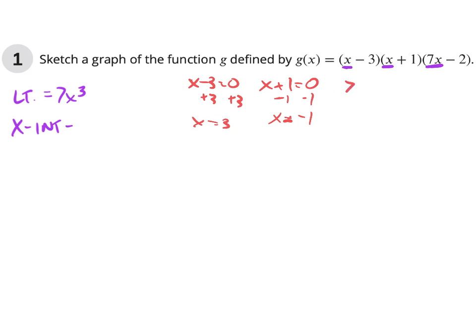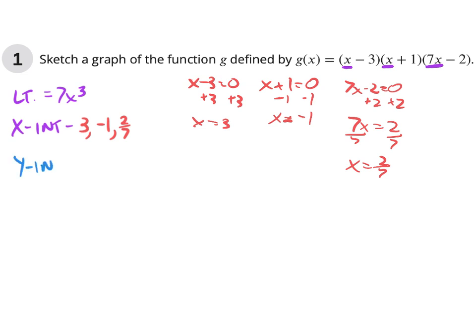Now 7x minus 2 is a little bit different. Because we have a leading coefficient, we've got to do a 2-step process here, but we know how to solve equations. And now we have 3 factors, we have 3 x-intercepts: 3, -1, and 2/7. Now, our next step is to find the y-intercept.